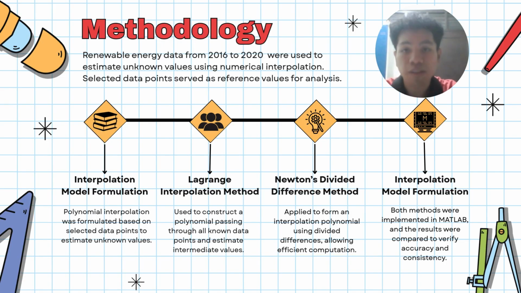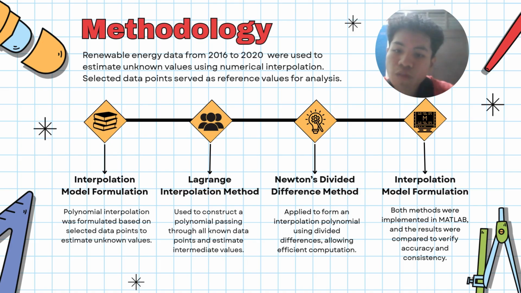This section explains the systematic procedure used to analyze renewable energy generation data for the year 2018 using numerical interpolation techniques. The methodology involved data selection, formulation of interpolation models, application of Lagrange interpolation and Newton divided difference methods, implementation using coding, and comparison of the results obtained.